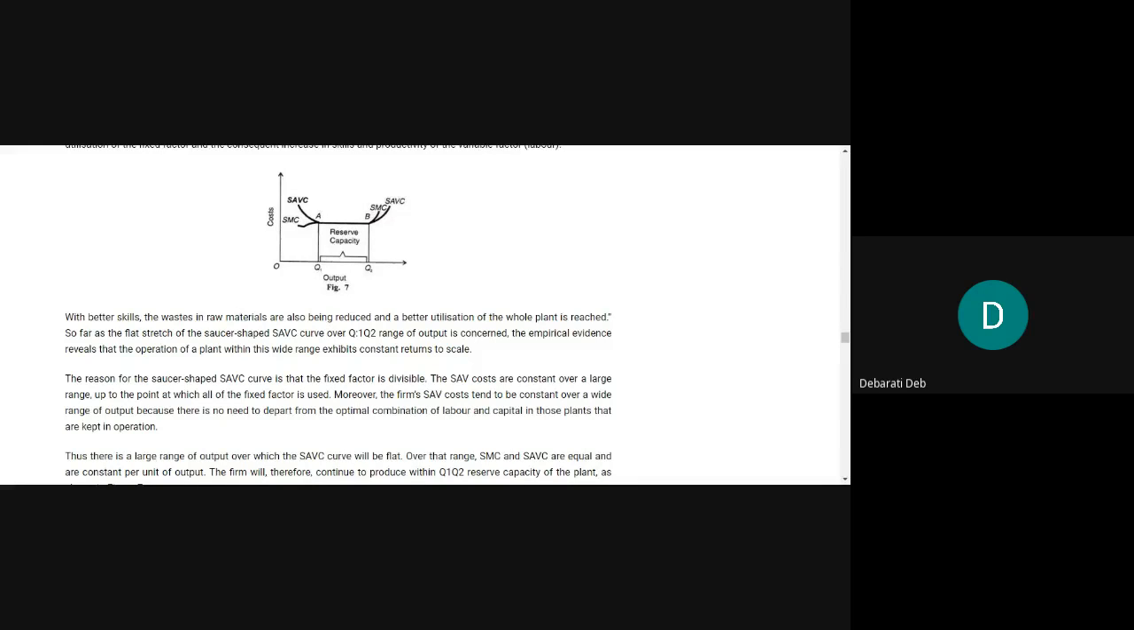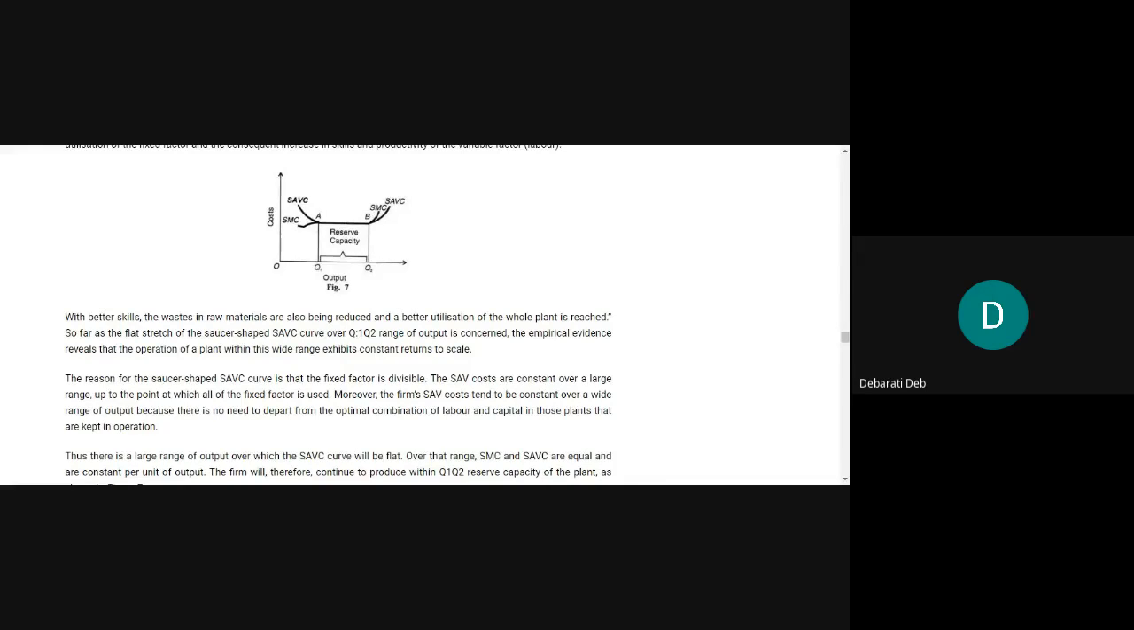Now, so far as the flat stretch of the saucer-shaped SAVC curve over quantity Q1 and Q2 is concerned, look at the part between Q1 and Q2. It is flat, no? It is the flat stretch of the saucer-shaped SAVC curve. Over this Q1 to Q2 range of output, how is this happening? The empirical evidence reveals that the operation of a plant within this wide range exhibits constant returns to scale.